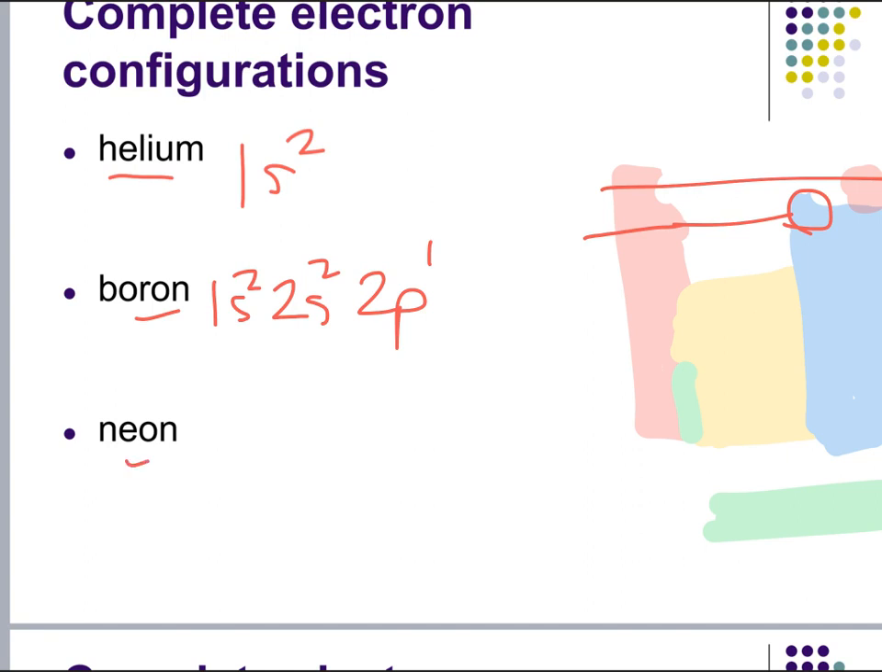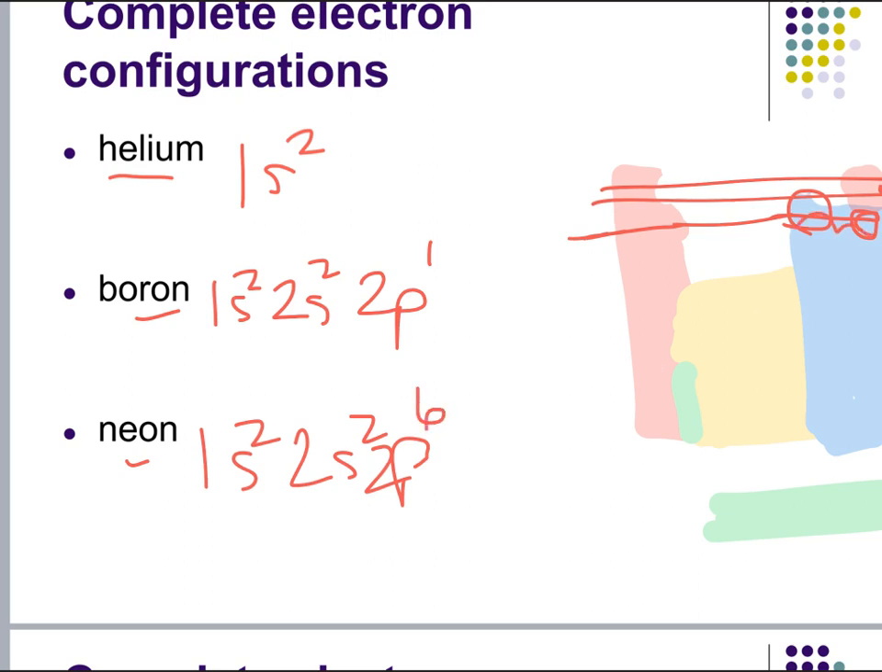Neon, on the other hand, is the end of this first P row. So we're going through 1s2, just like we always do. Then second row, 2s2. And then when we do the 2p, we're going all the way through all 6 boxes. So the configuration would be 2p6.